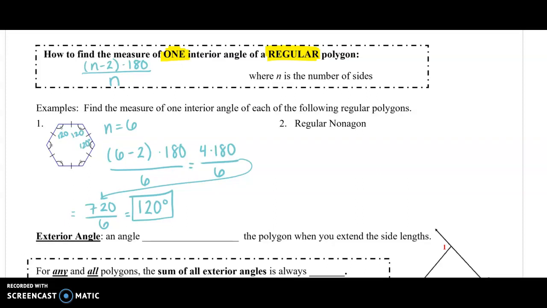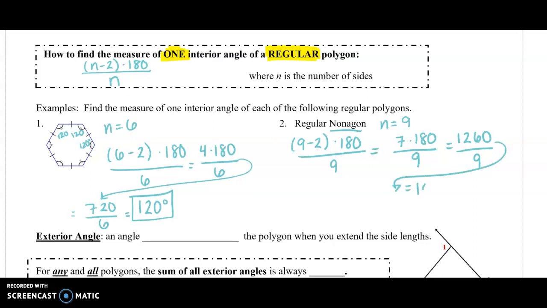So then let's look at number 2, a regular nonagon. A nonagon has 9 sides. So this is going to be 9 minus 2 times 180, all divided by 9. So this is 7 times 180 divided by 9. 7 times 180 is 1,260. Divide that by 9, and we get that each angle would be 140 degrees. Okay, and again, this only works for regular polygons to find each individual angle.